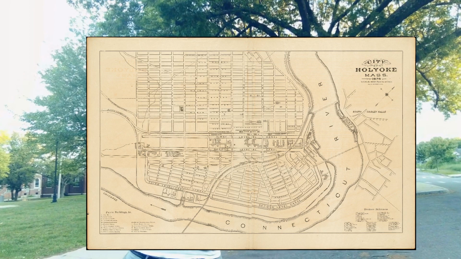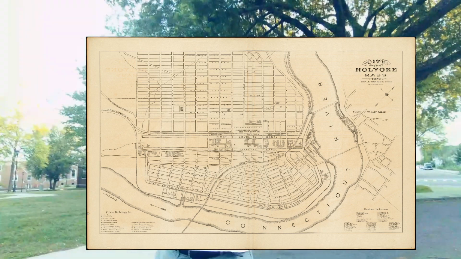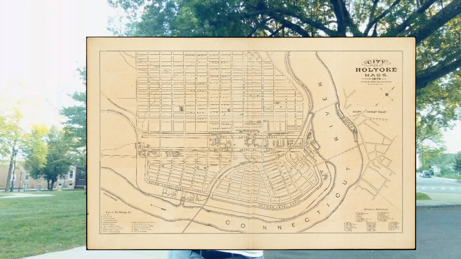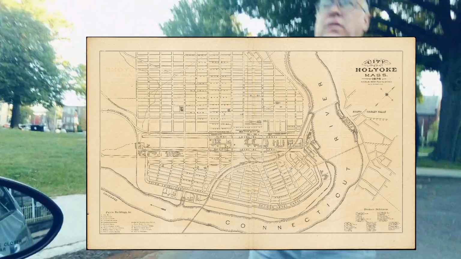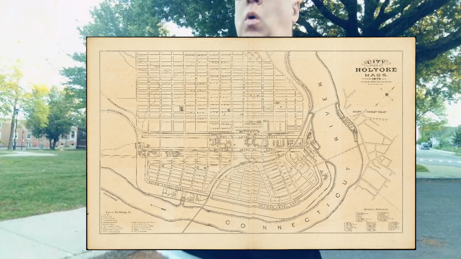But the character of Holyoke has changed so drastically since then that High Street is now the one. So we're going to walk around and then ride one of the streets. Why? Because my favorite street is Chestnut Street.